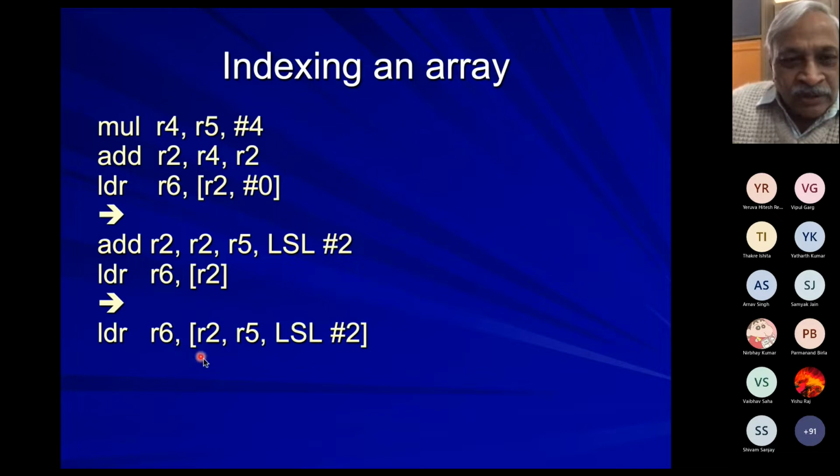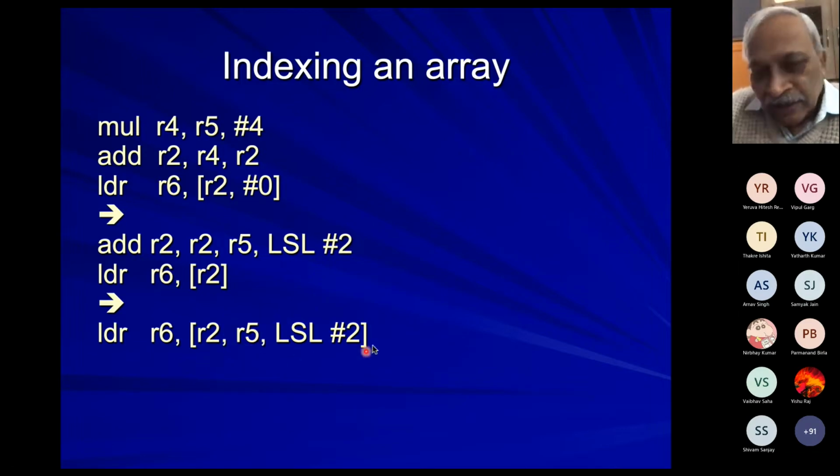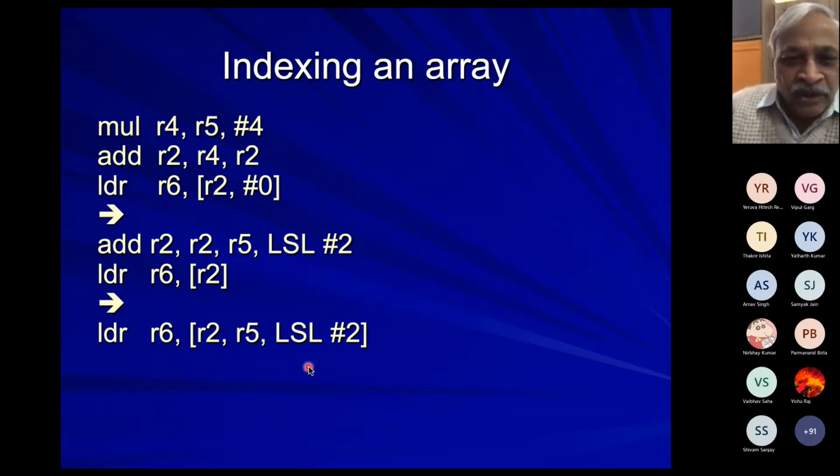So you're saying that load where R2 is the base, R5 is giving the offset, but along with a 2-bit left shift. So in a single instruction, you could do this array indexing.